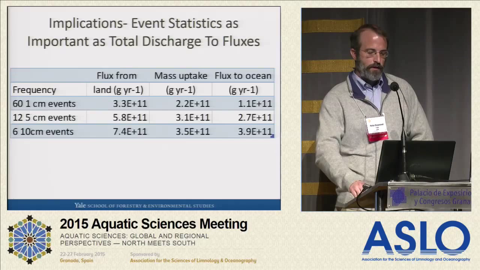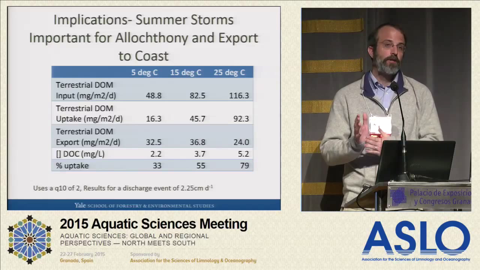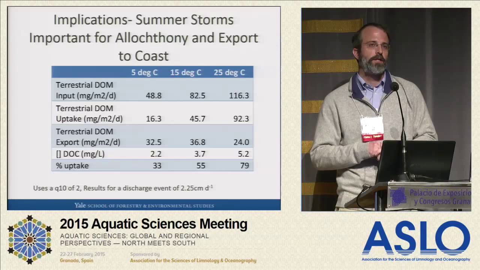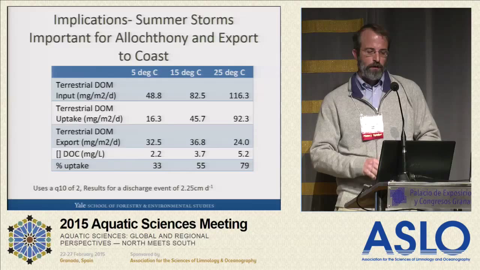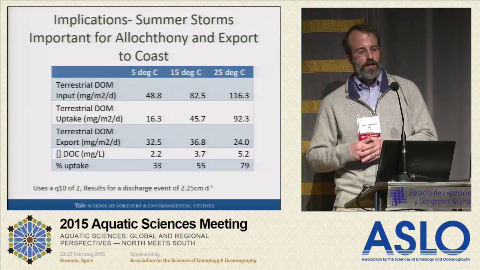The other thing you could do is keep discharge constant and allow the Q10, or the decomposition constant, to change, to look at seasonality. And that's what we've done here. What you find is that, because concentrations are higher with higher temperatures, you get a greater removal of material off the landscape in summer events.